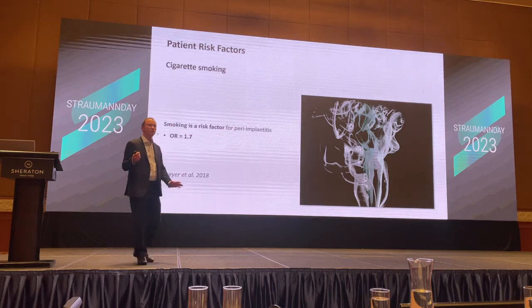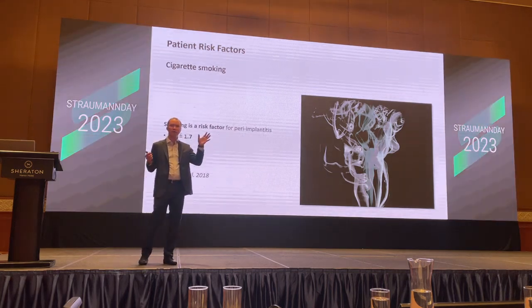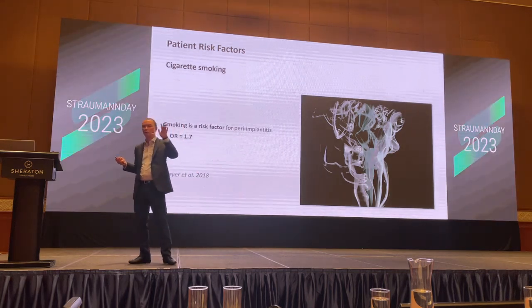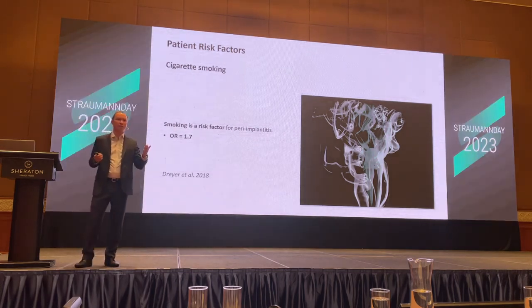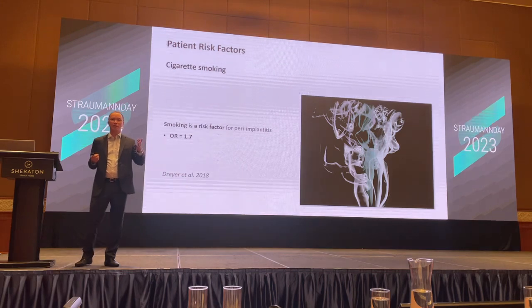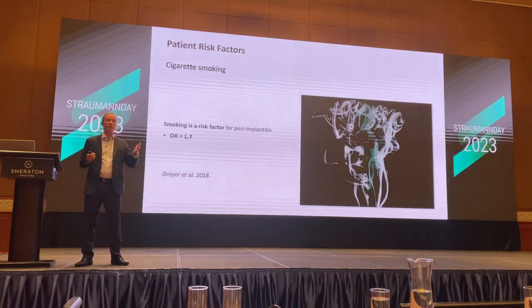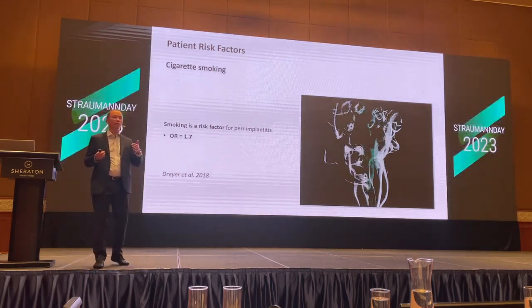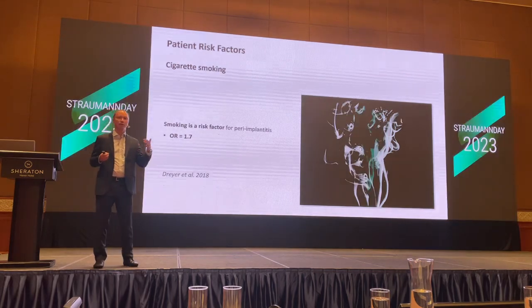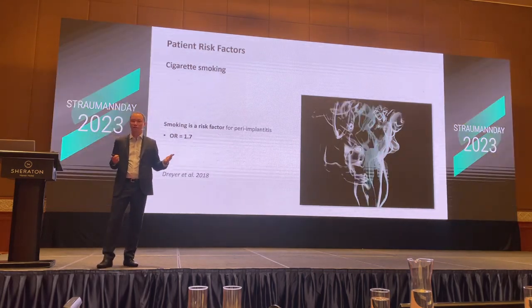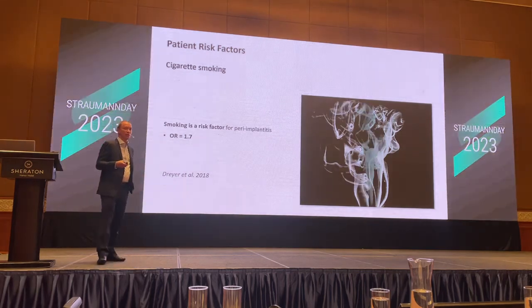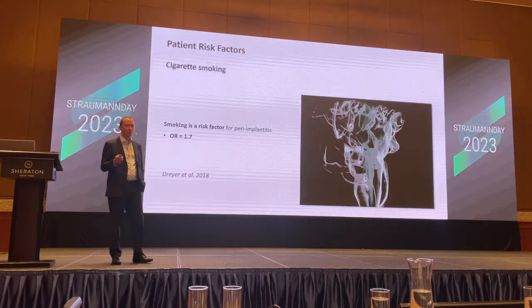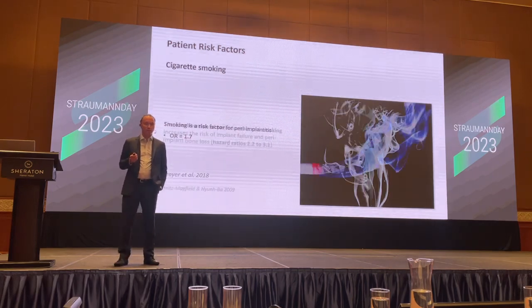Cigarette smoking. This used to be thought of as a very high risk, but more recent studies have lowered the risk somewhat. So the odds ratio is 1.7, meaning the 70% greater odds or greater chance that a smoker will develop periimplantitis compared to a non-smoker. I mean, it's still a significant risk, still 70% greater, but it's not as high as what was thought originally.